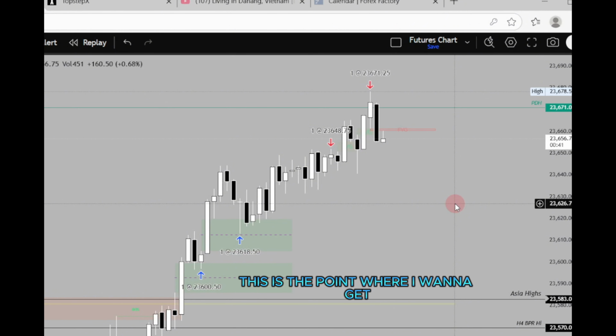This is the point where I want to get, where I'm so confident in my trade, I'm not moving anything. I'm letting it do what it do. I'm taking my emotions out of it. I'm trading like a robot. That is the perfect trader, and that's what we should be working towards every single time we take a trade. And yeah, man, I'm out.